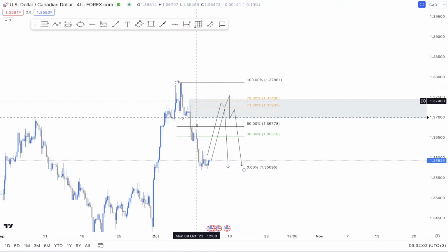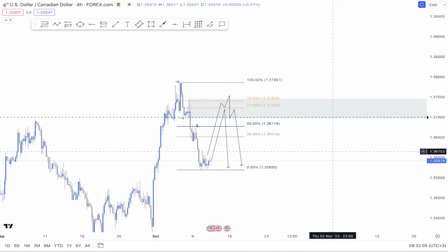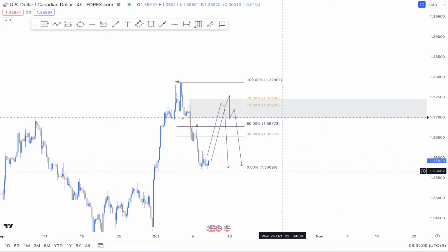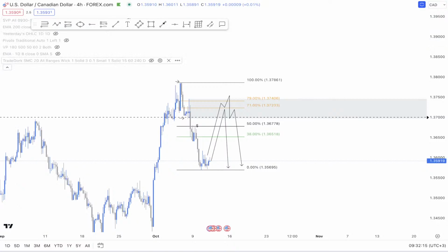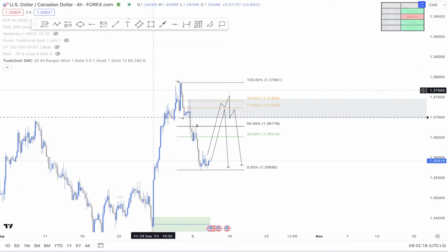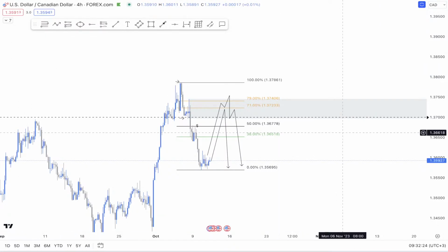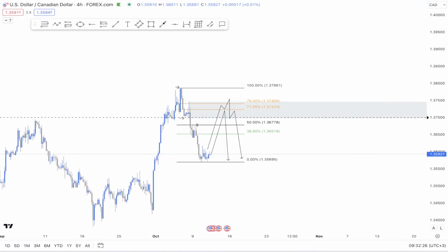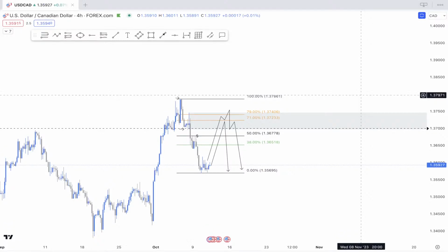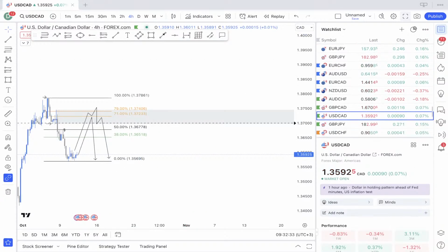We have this unmitigated order block lining up perfectly with our fire zone. Now all there's left is for us to get a nice corrective pullback in order to pull the trigger. If we enable the TradeOrg SMC indicator on this one, again, we don't really have a confluence with it, but like I said, we don't need to have an indicator confluence on all of our setups. That's not necessary. So that was that for USD CAD.